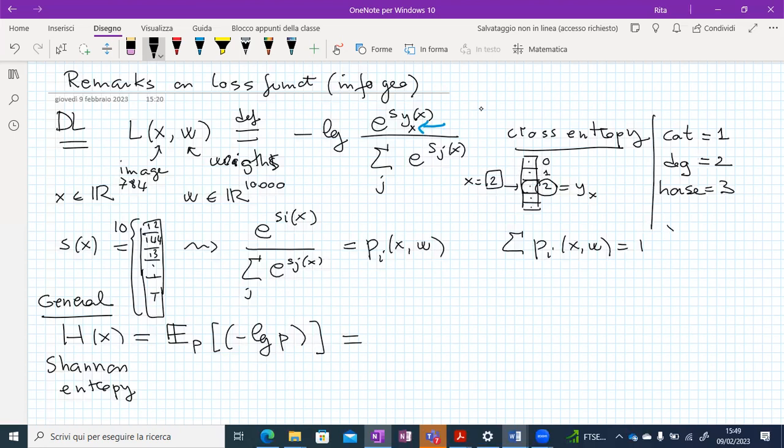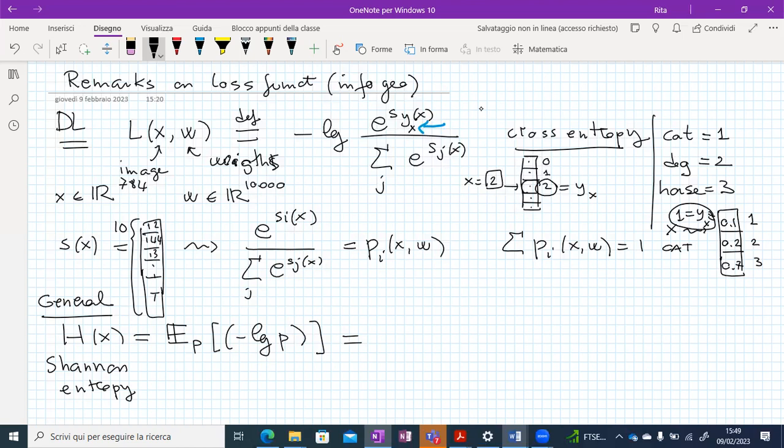So now I give you an image. My algorithm produces a probability. So the probability will be 0.1 that it is a cat, 0.2 that it is a dog, and 0.7 that it is a horse. Okay? Fine. So category 1, category 2, category 3. But the y(x) is category 1, so it is equal to 1, the index of the true label. So if this image is the image of a cat, y(x) is 1, because the cat is associated to label 1.